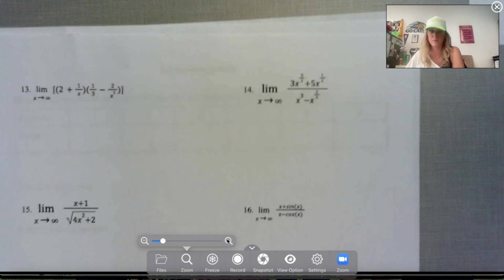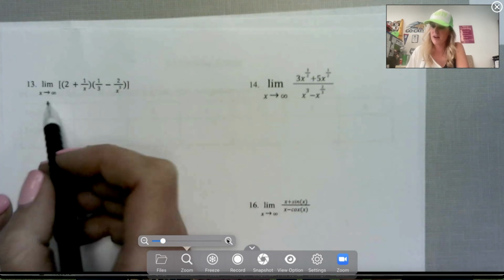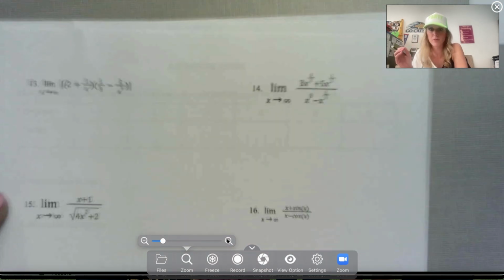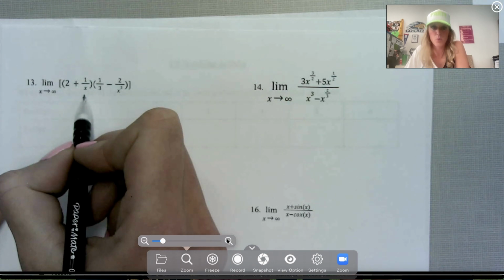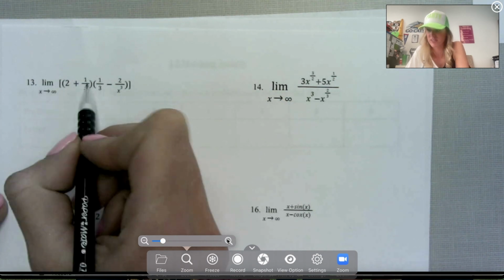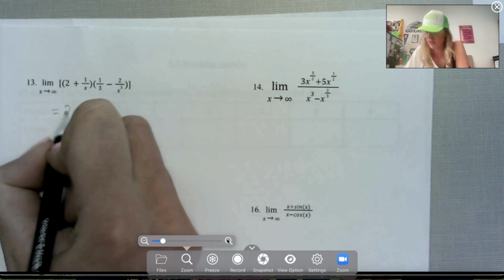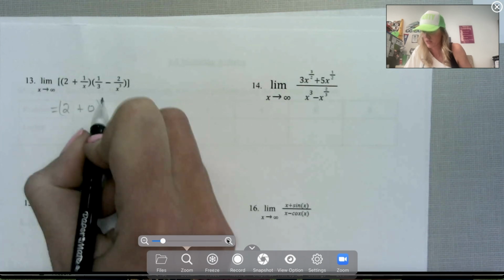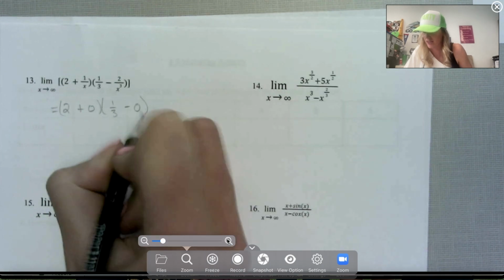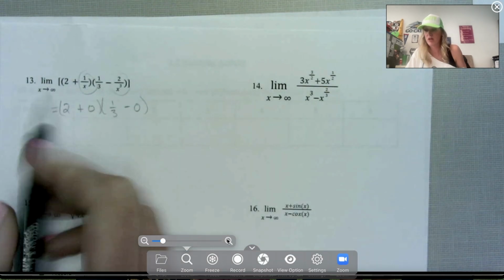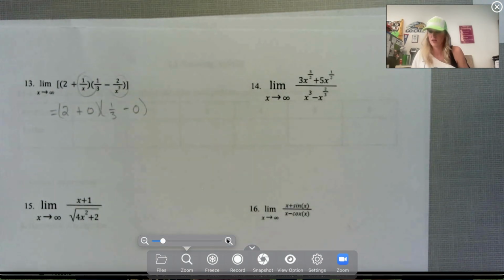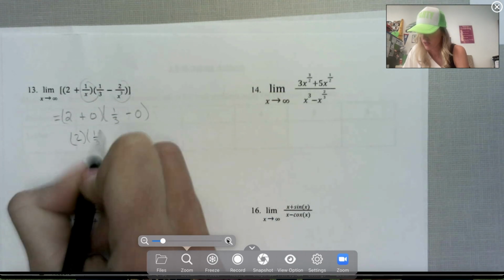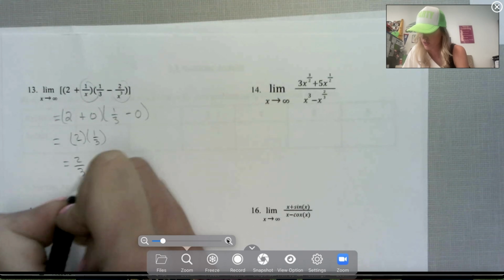Okay, last couple examples here, you guys. We are going to find these limits as x approaches infinity. So let's think about the ones we just did. 1 over x or 1 over x to a power, if x is approaching infinity, these are effectively 0. So this is going to turn to 2 plus 0 times 1/3 minus 0, right? This one and this one approach 0 as x approaches infinity. So we get 2 times 1/3, which equals 2/3.